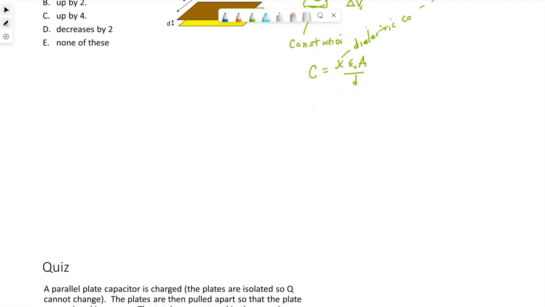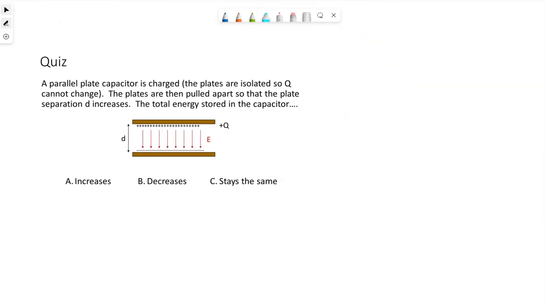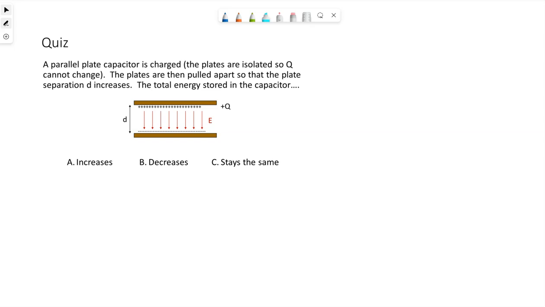Here is our second question. Let me get that up here. What do you think the answer is? Okay, the correct answer is A. There we go.